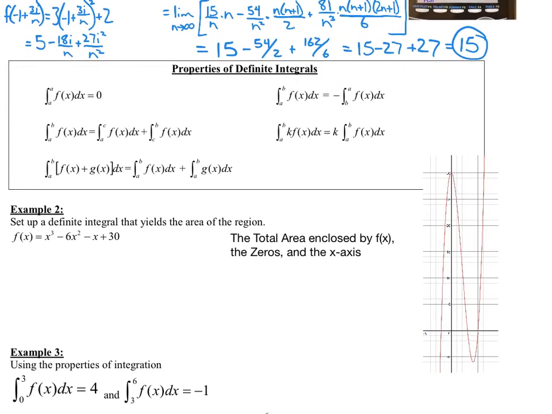So what we're going to do here is set up a definite integral. We're not going to actually find it using the limit. We're going to set up a definite integral that yields the area of the region. Now the area of the region is the total area enclosed by the function, the zeros, and the x-axis. Now be careful here. This term total area means to treat all area as positive.